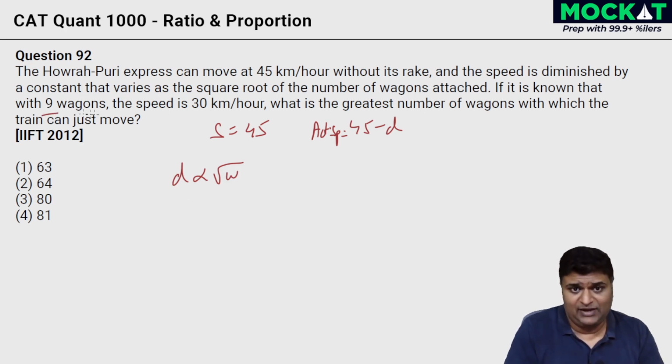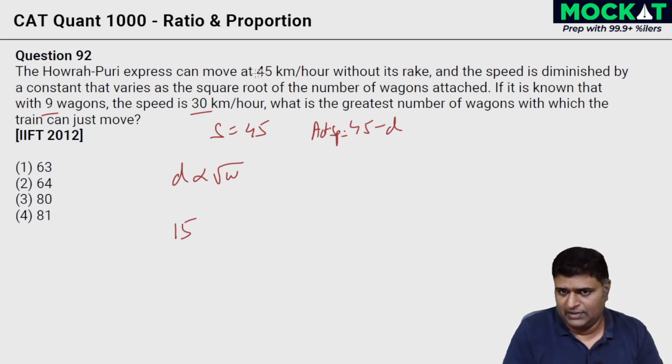If it is known that with 9 wagons the speed is 30 kilometers per hour, then if the actual speed was 30, what was the diminishing over here? From 45 to 30. If from 45 you have reduced to 30, the diminishing part was 15. So it has reduced by 15. That's what it's speaking about.